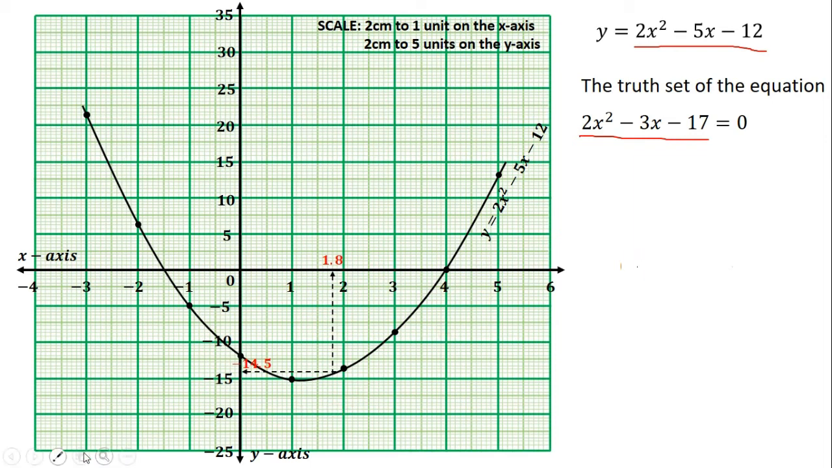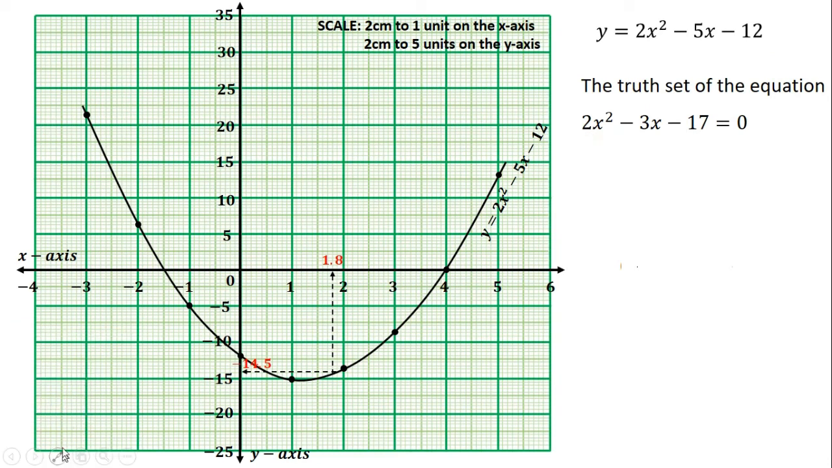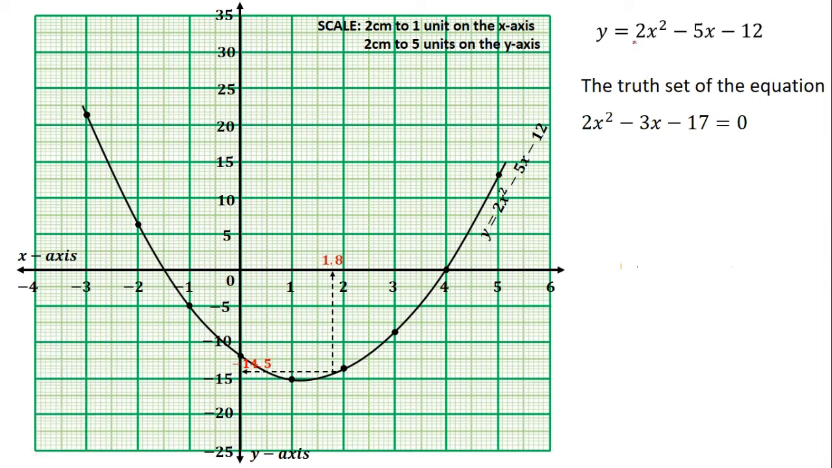In that video, we learned that to find the solution of such a quadratic equation, the first thing you have to do is to compare the coefficient of the quadratic term in the function to the coefficient of the quadratic term in the equation. In the function, the quadratic term is 2x squared, so the coefficient of the quadratic term is 2. In the equation, the quadratic term is 2x squared, so the coefficient of the quadratic term is also 2.